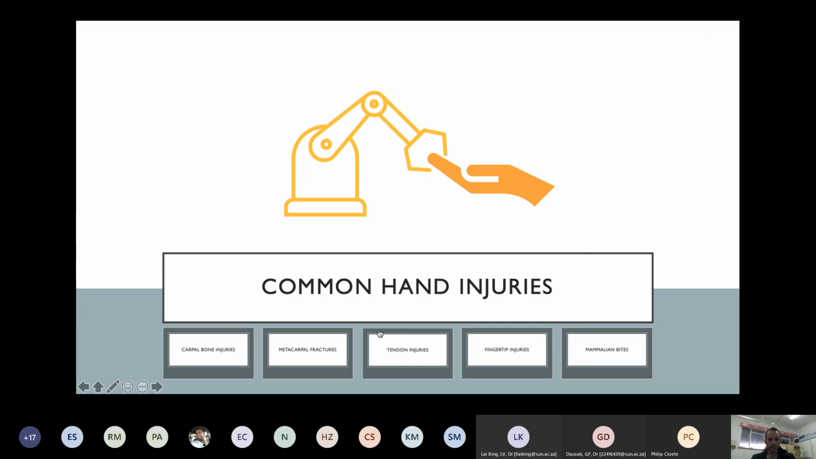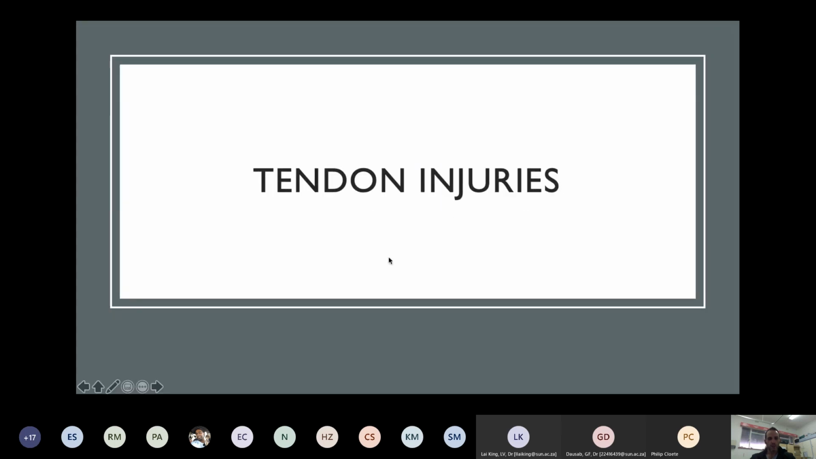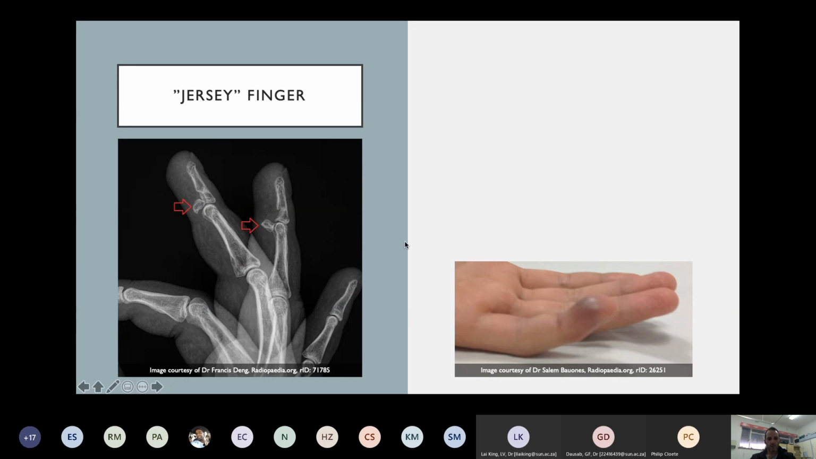Cool. All right. I'm going to briefly talk about tendon injuries. So tendon injuries are quite common. Remember to always assess for the FDS and the FDP. So when the FDP is avulsed, we call that a jersey finger.